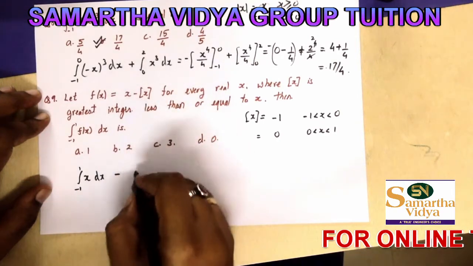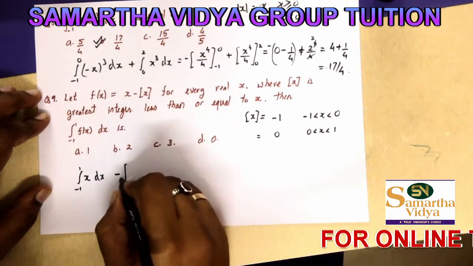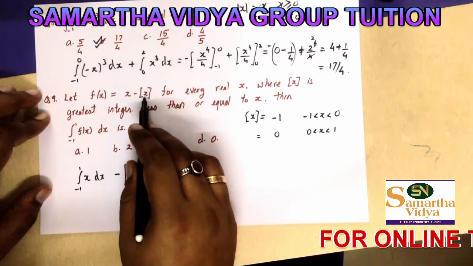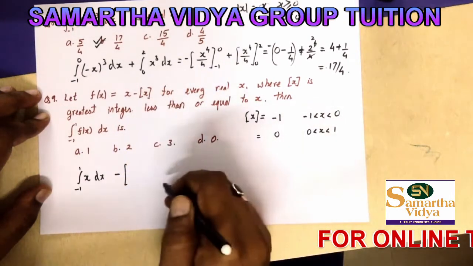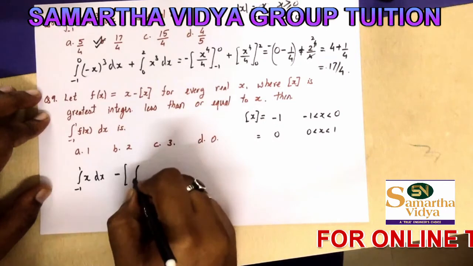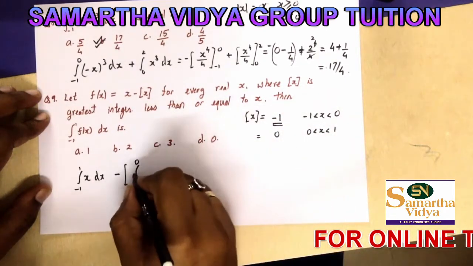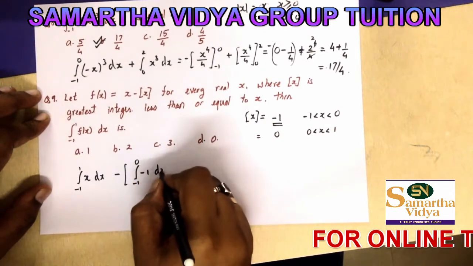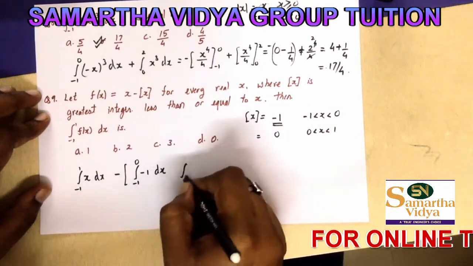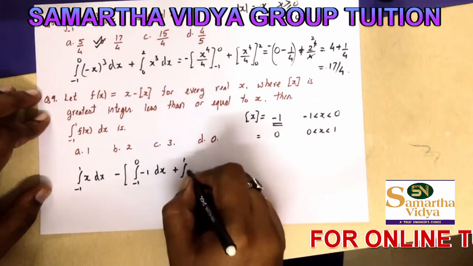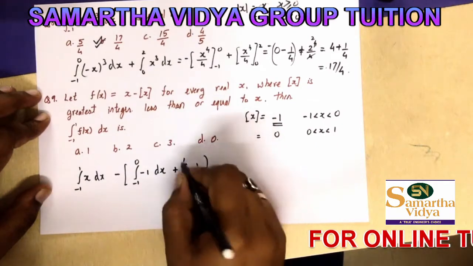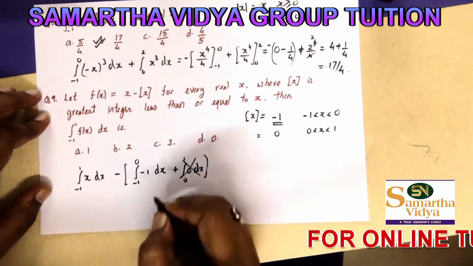Coming down to the question, we have the integration from minus 1 to 1 of x dx minus the greatest integer function. For the greatest integer function we need to split the limit: it goes from minus 1 to 0 with the value of minus 1, and from 0 to 1 with the value of 0. We need not bother about this part because it's anyway 0.